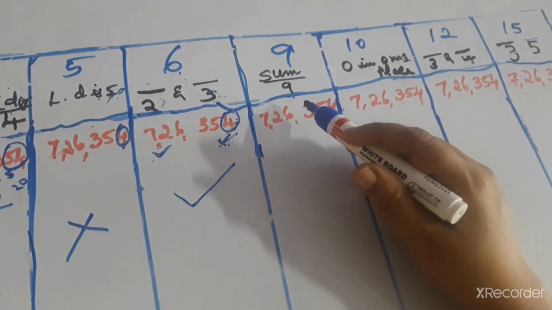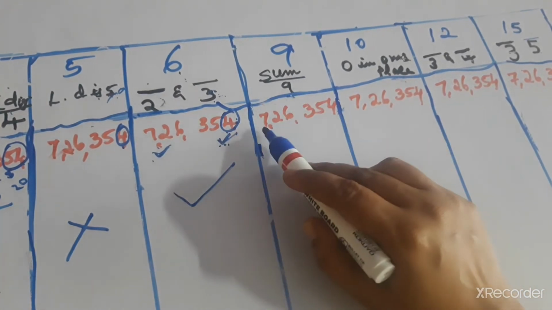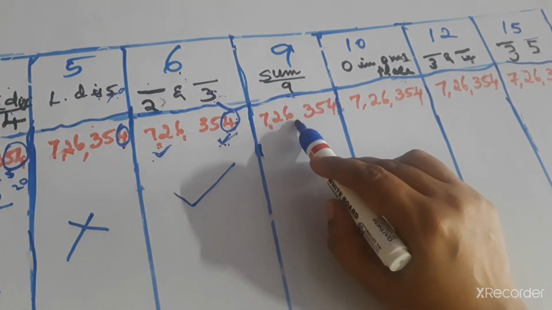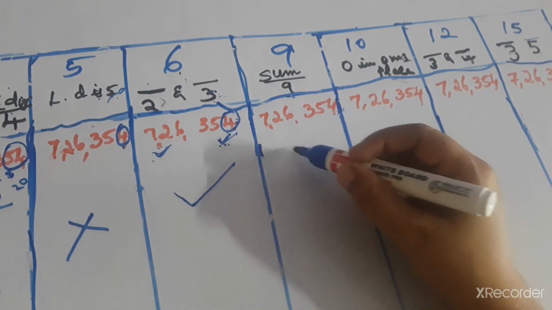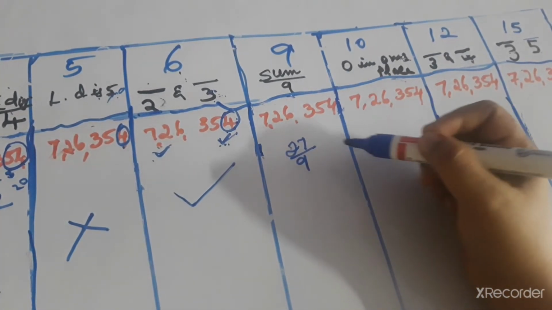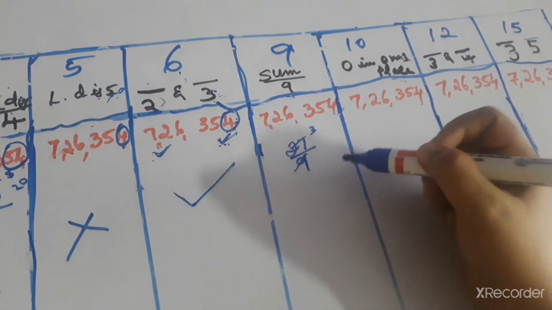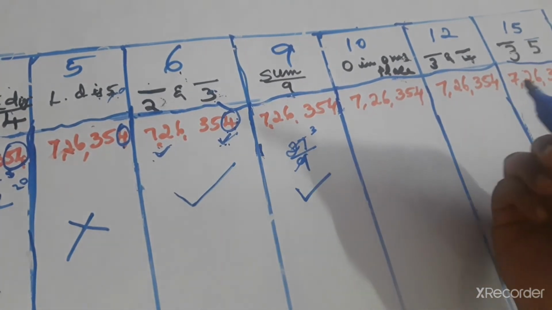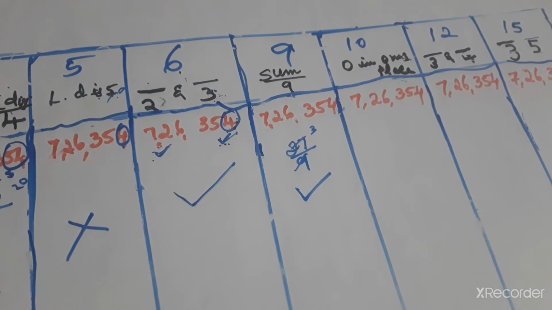The next is 9. 9 means the sum divided by 9. Total 7 plus 2 plus 6 plus 3 plus 5 plus 4 is 27. 27 by 9 means how much? 9 3s are 27. So it is dividing without a decimal point. So 9 also it is dividing.